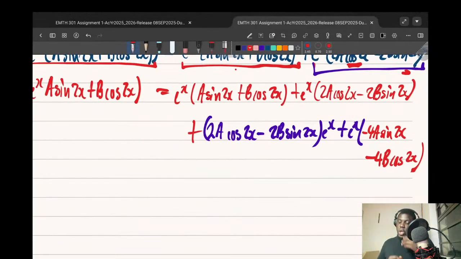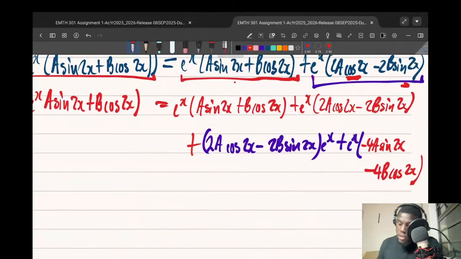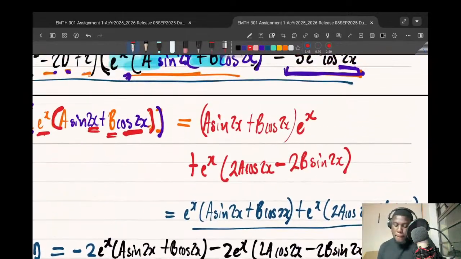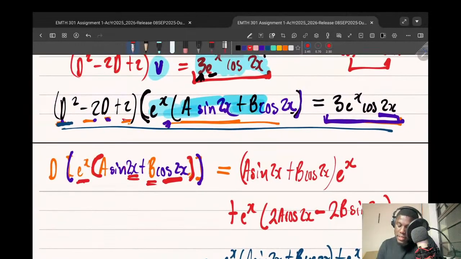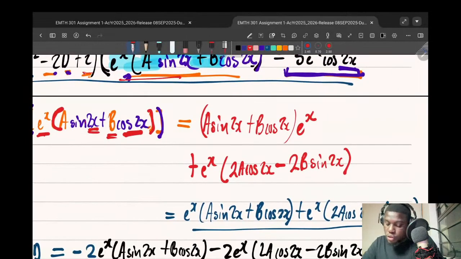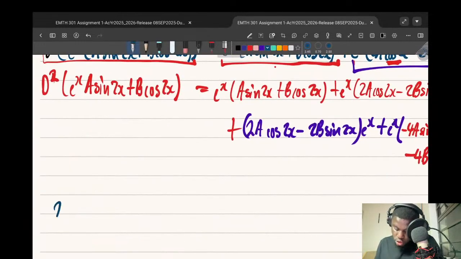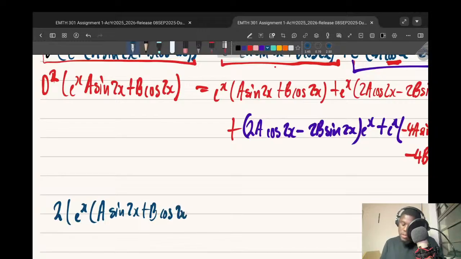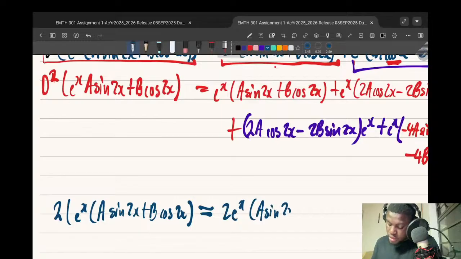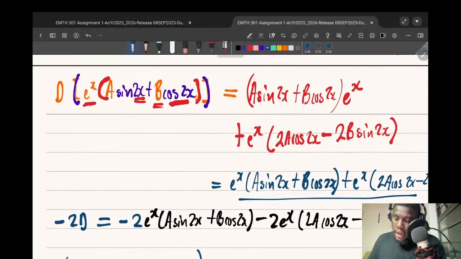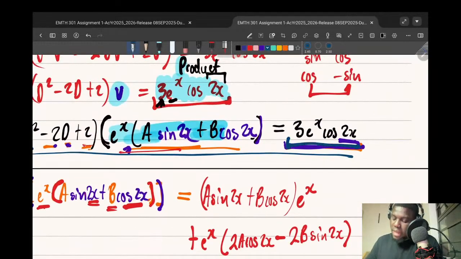Then we can equate. This is what we had for our d squared. Then for 2 times this, you bring it back. So you say plus 2 times e to the x, a sine 2x plus b cos 2x. This is going to be 2e to the x, a sine 2x plus b cos 2x. Now find the constants. It is equal to the given right-hand side.